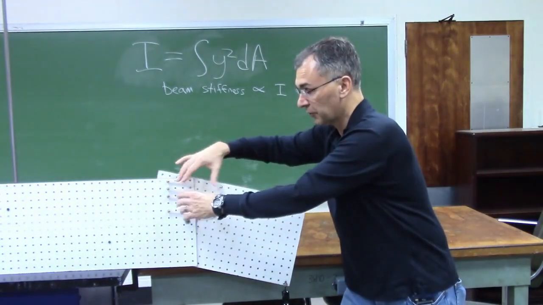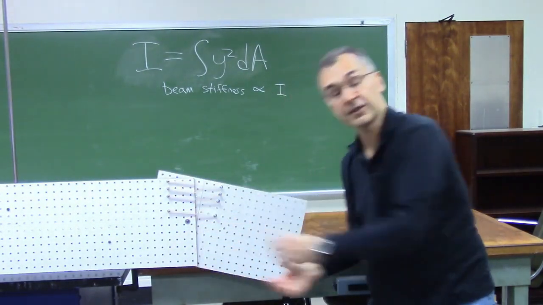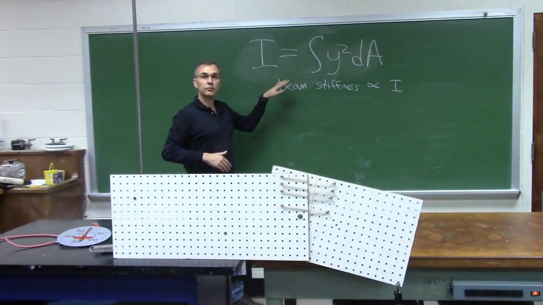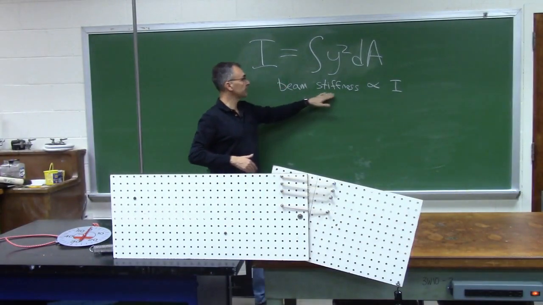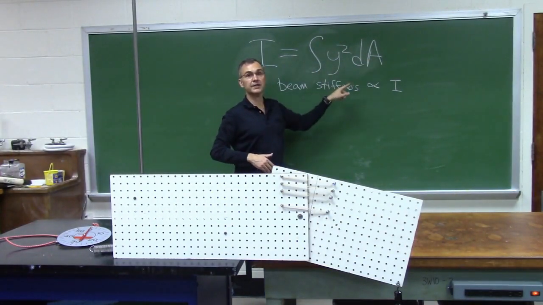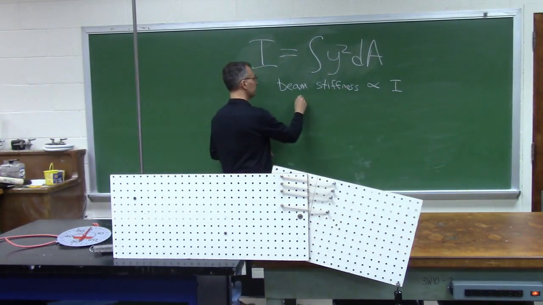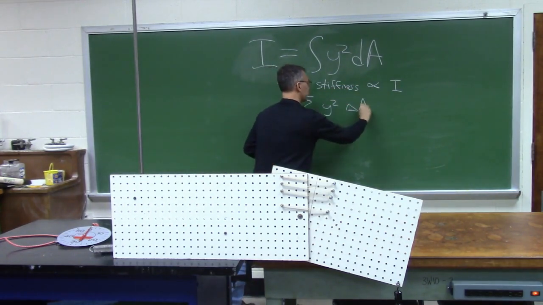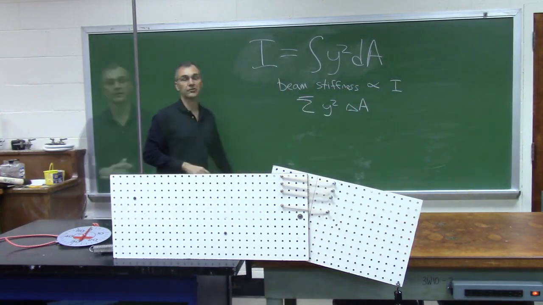So in real life, there would be both fibers up here in tension and fibers down here in compression. So again, we're trying to illustrate why it makes sense intuitively that the beam stiffness should be proportional to this mysterious expression, the integral of y squared dA. Or if you don't like calculus, we can call it the sum of y squared delta A over all little patches of the beam cross-section.